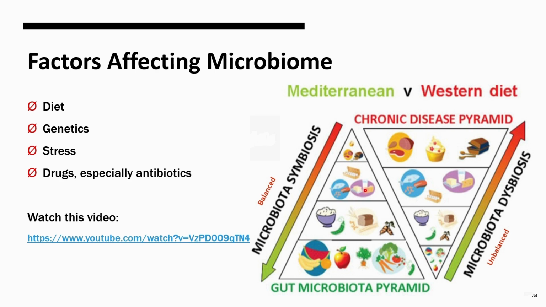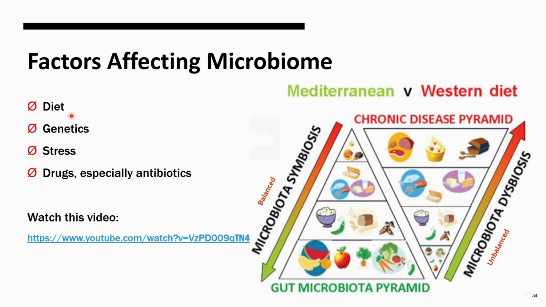But in the world today, many of us prefer the Western diet. In the Western diet, there are very few fruits, very few vegetables, and very few grains. But there are many high calorie foods and sugary foods. So because of these factors, the microbiota get imbalanced, and it can cause many diseases.